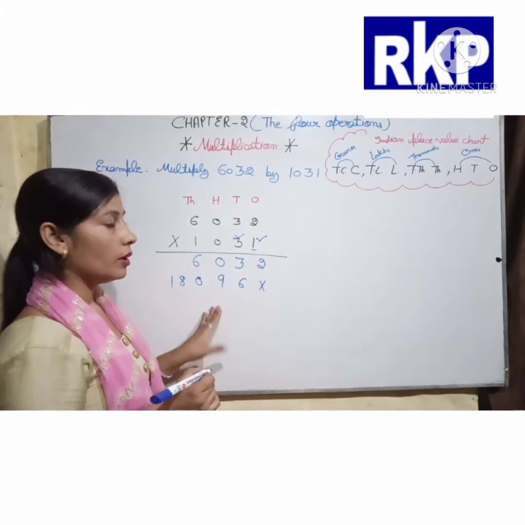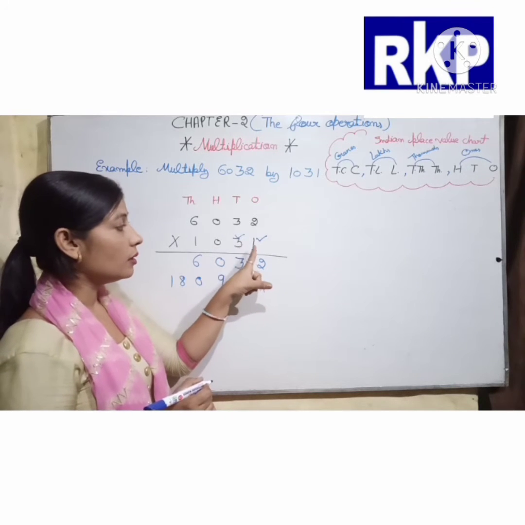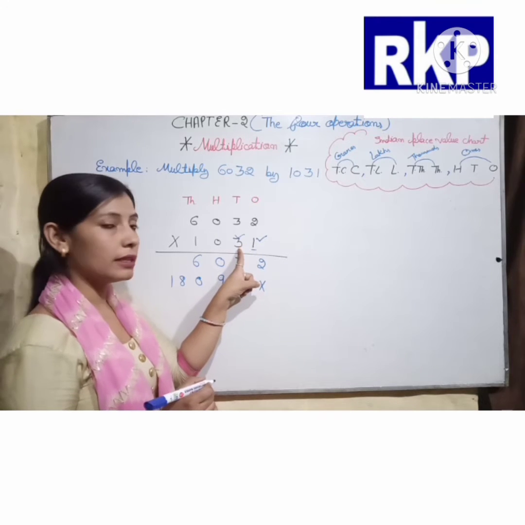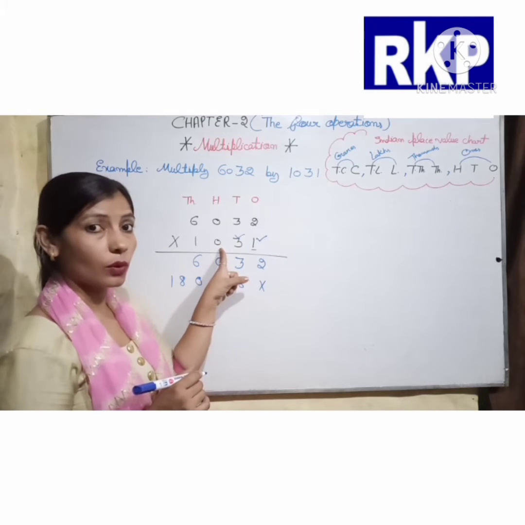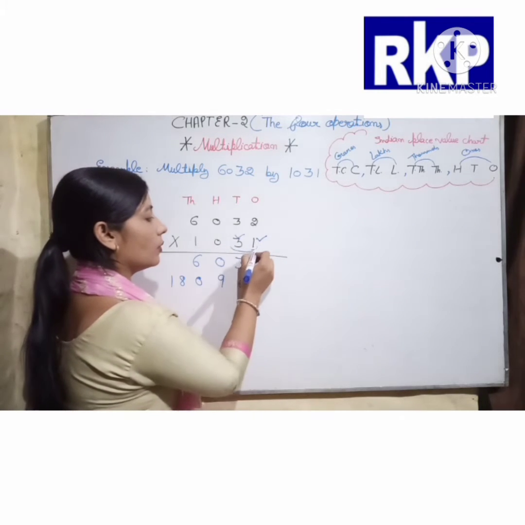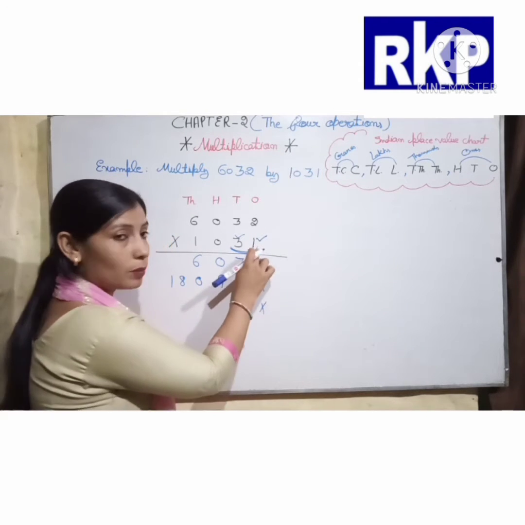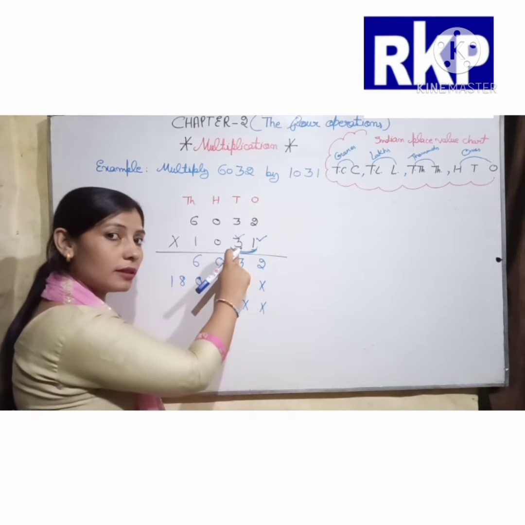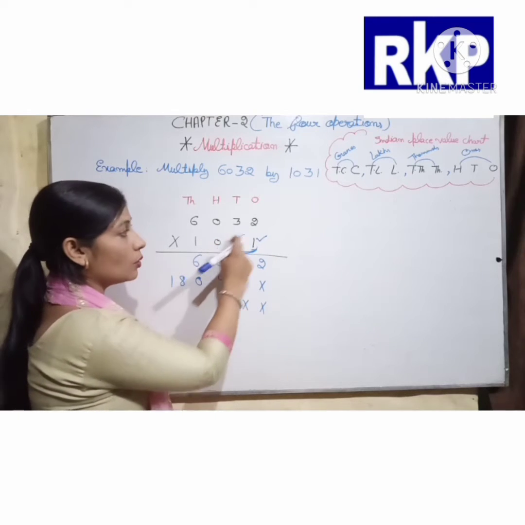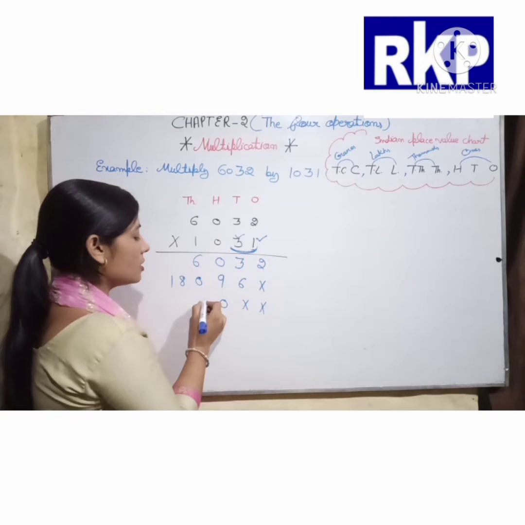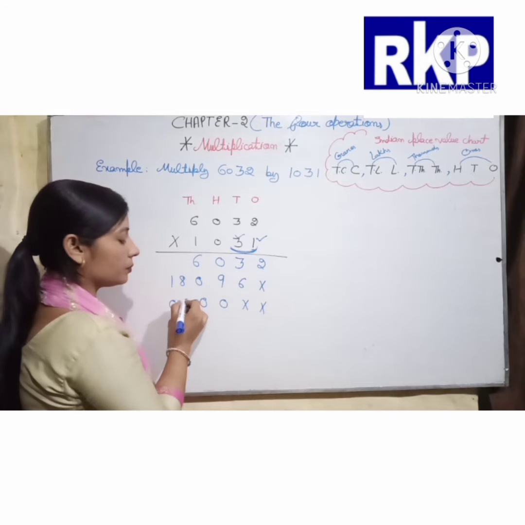Now, here we have multiplied with 1 and with 3, means with the ones place digit and with the tens place digit. Now we have to multiply this number with the hundreds place digit. So we have to put 2 crosses or 2 zeros for the ones place digit and for the tens place digit. Now beta, we have to multiply this number with 0. 0 twos are 0, 0 threes are 0, 0 zeros are 0, 0 sixes are 0.